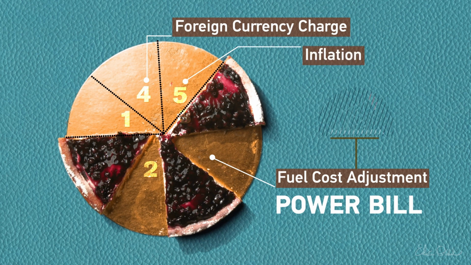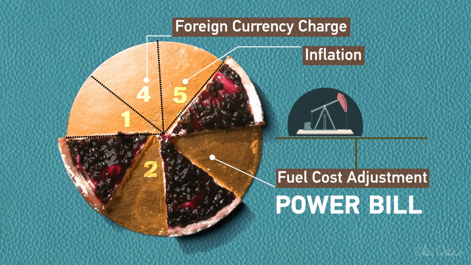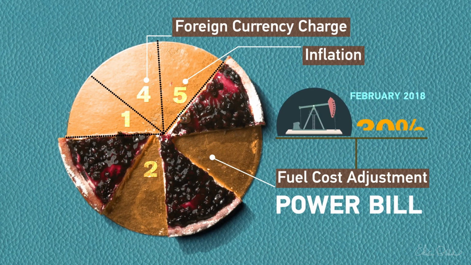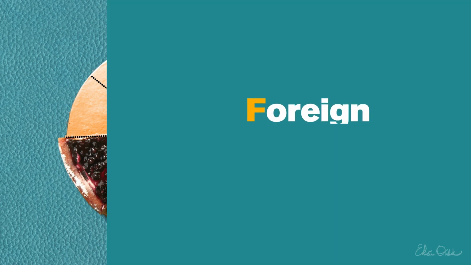In its most basic form, the FCA is there to cover the cost of using fossil fuel power generators, things that run on diesel and that sort of thing. The more of those Kenya uses, the higher this charge becomes. By February 2018, 30% of Kenya's power came from plants like these.